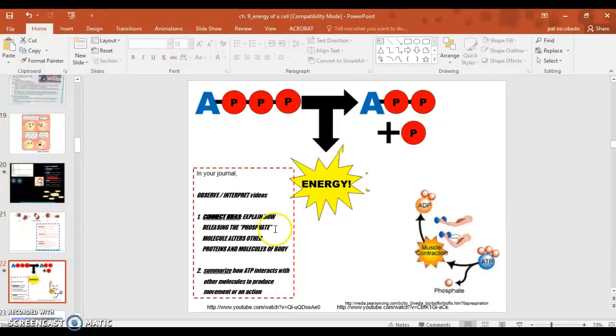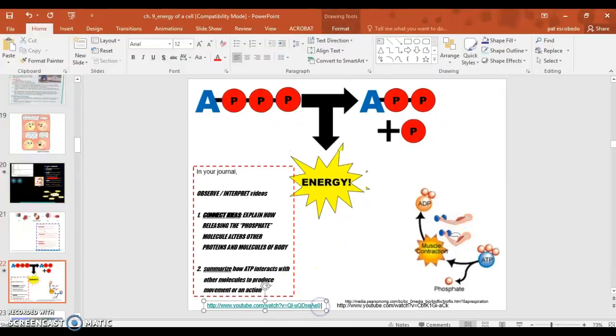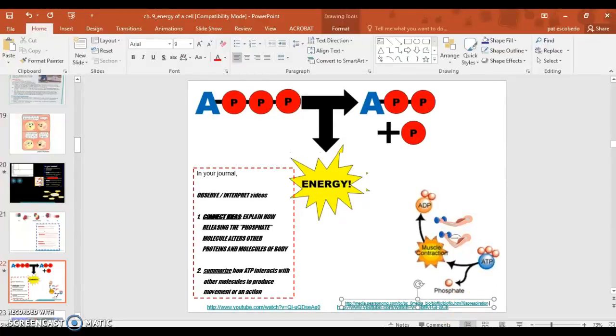So the idea is you can watch these videos to add extra support and understanding to the concept and the questions on this slide. You can watch these. These are all links to help you answer these questions, but you also could just use these pictures. It's up to you. Depends on how well you understand it. It says connect the ideas of a phosphate molecule altering a protein or molecules of the body.